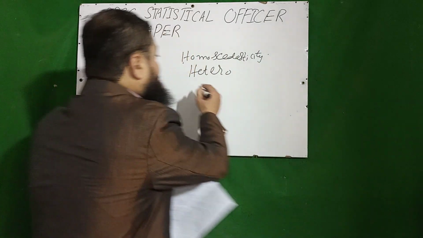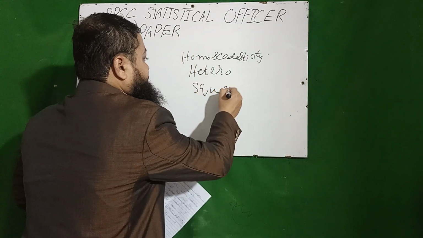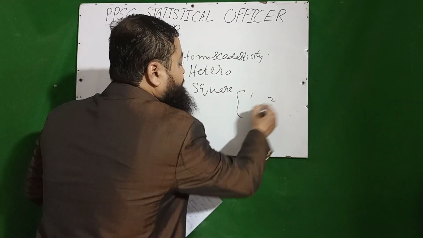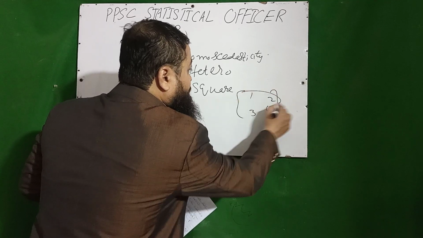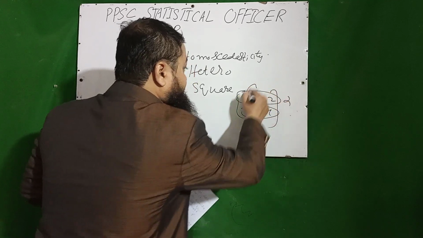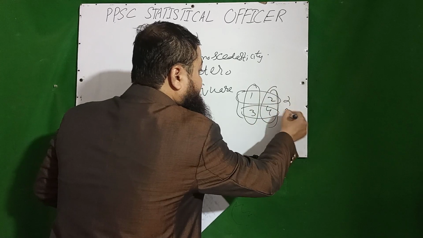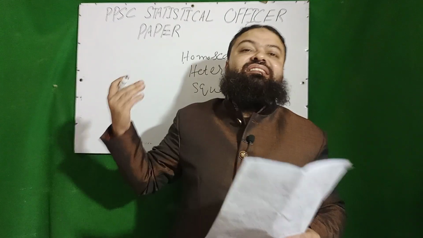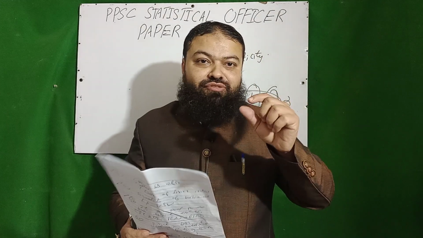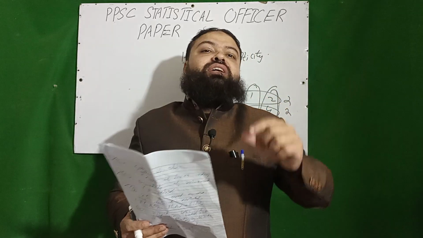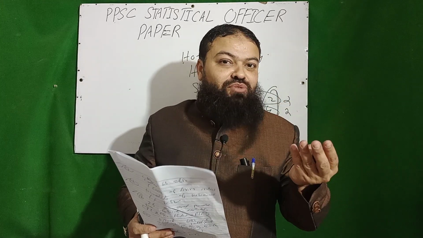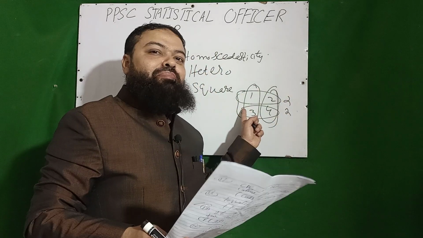Next is square matrix: 1 2 3 4. If the number of rows, which is 2, and the number of columns, which is also 2, are equal, we can say that it is a square matrix, a rectangular form of numbers in which the number of rows is equal to the number of columns.